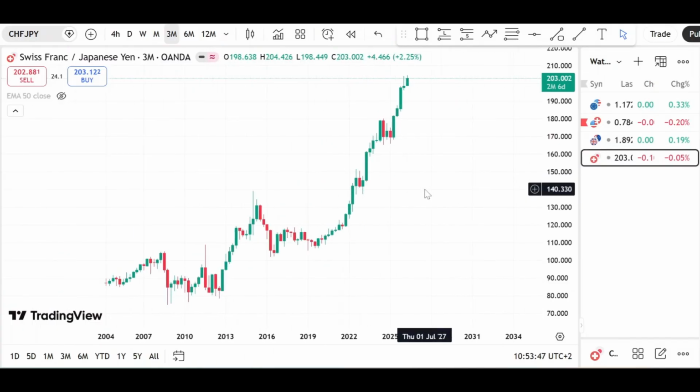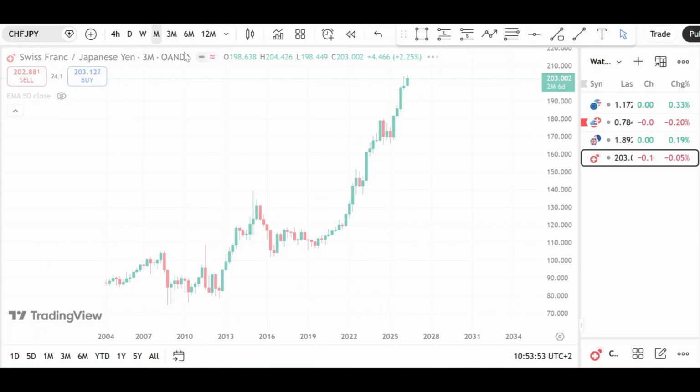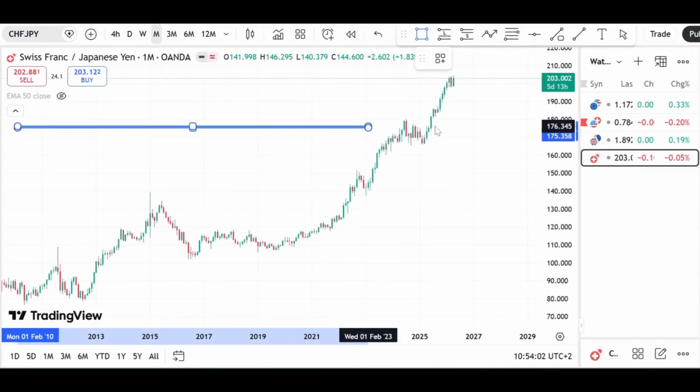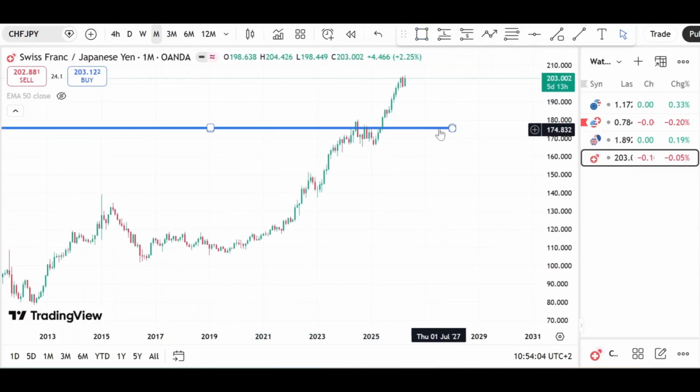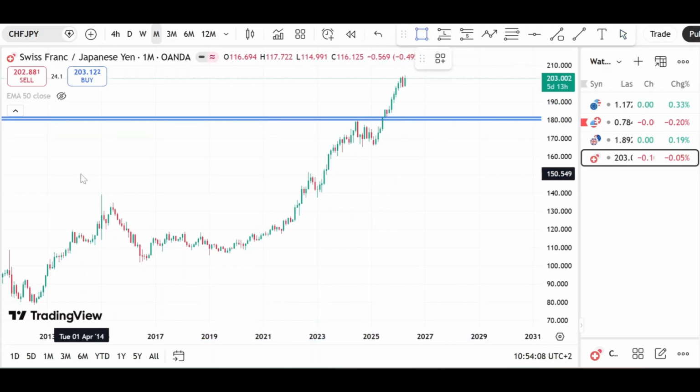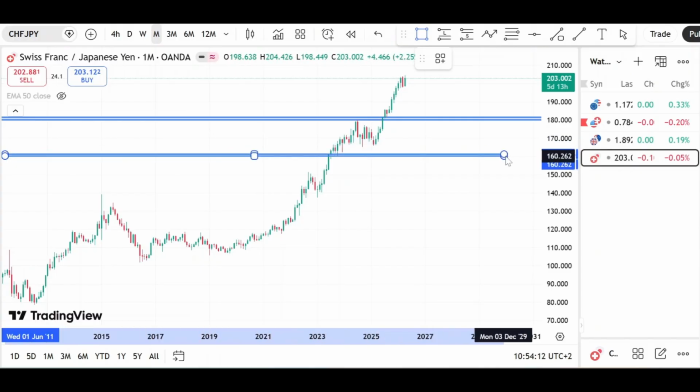We are in a very great uptrend with beautiful momentum. Let's go to the monthly time frame also to see. You see, again, let's put some levels here like this. Okay, we are in an uptrend, my friends. We are in an uptrend.